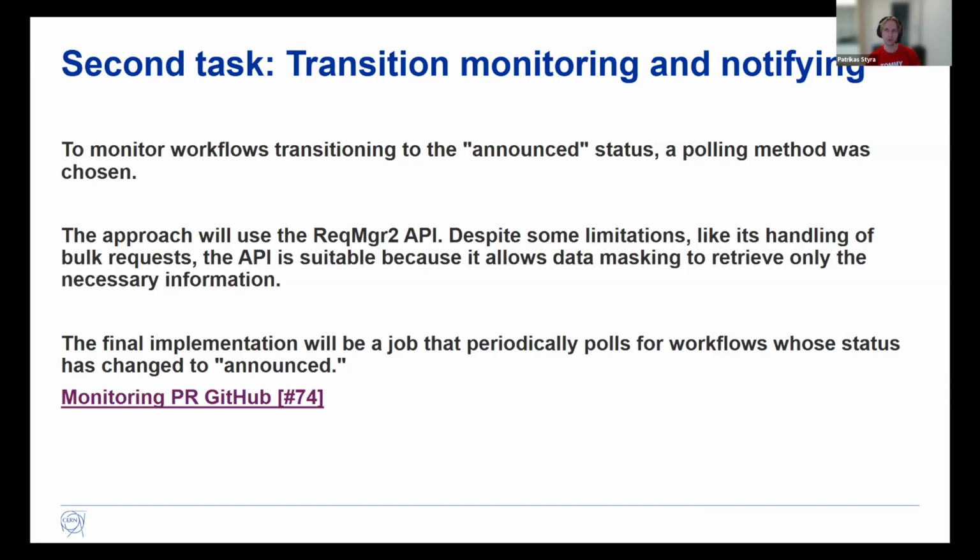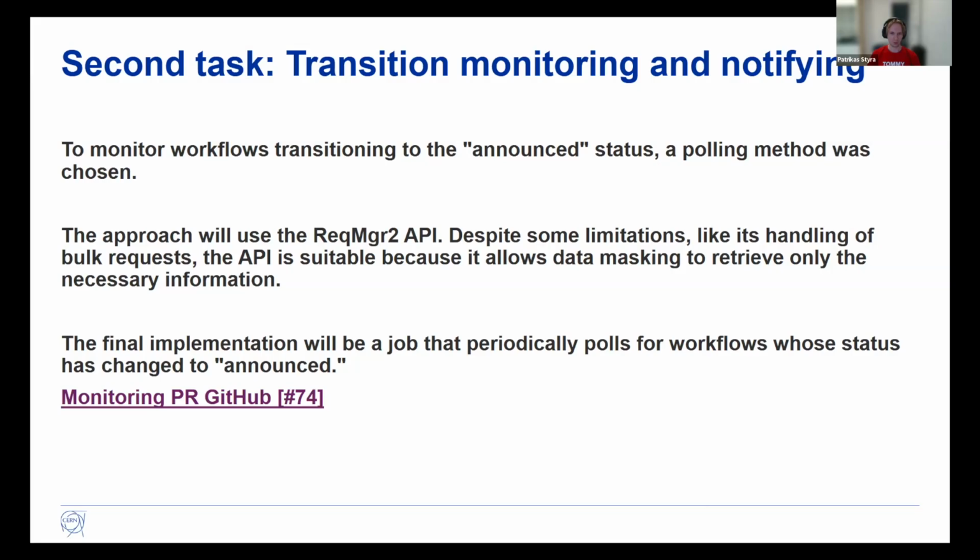The second task was transition monitoring and notifying. To monitor workflows transitioning to the announced status, a polling method was chosen, similarly to the previous task. The approach will use the Request Manager 2 API. Despite some limitations, like its handling of bulk requests, the API is suitable because it allows data masking to retrieve only the necessary information. So we can use that masking to quickly check whether statuses were updated for a given workflow from that API, which we can later call and store in our own database.